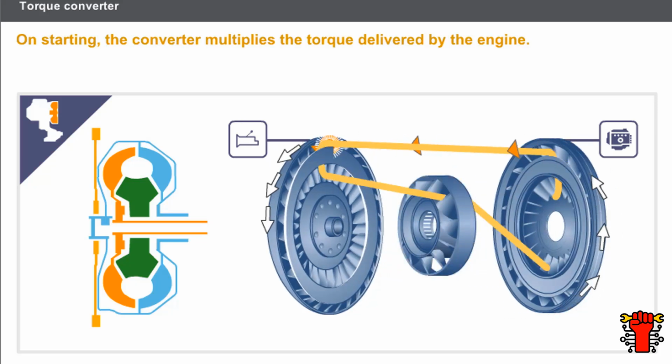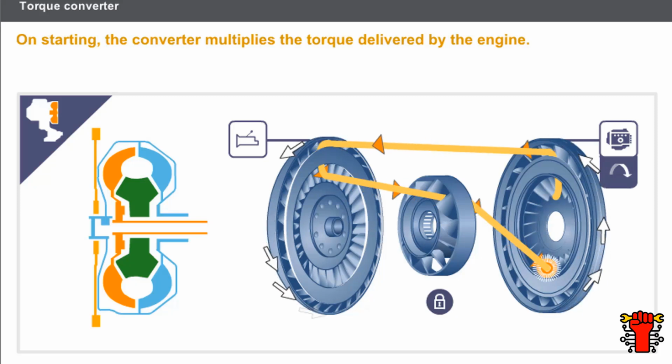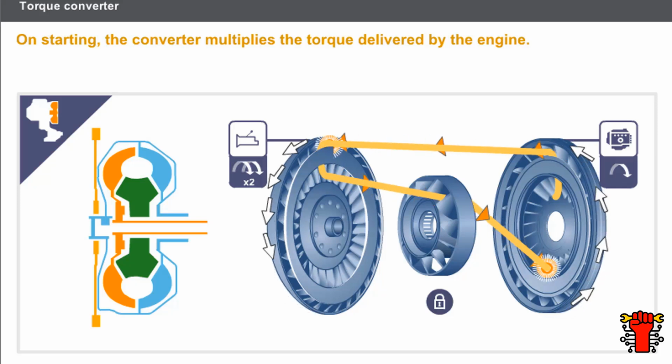The role of the stator is to change the direction of the oil flow to eliminate the braking effect, and to increase the force of the flow by orienting it in the direction of rotation of the impeller. In this case, the stator is fixed in relation to the gearbox casing. Converter phase describes the period during which the converter multiplies the engine torque.